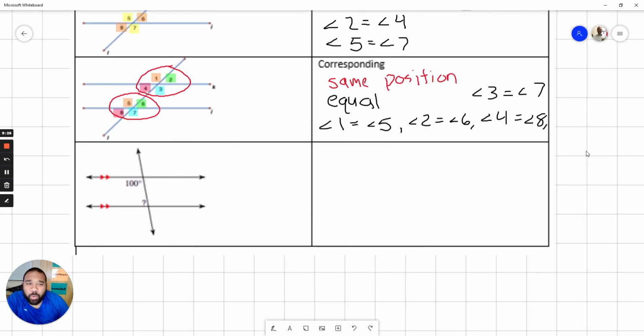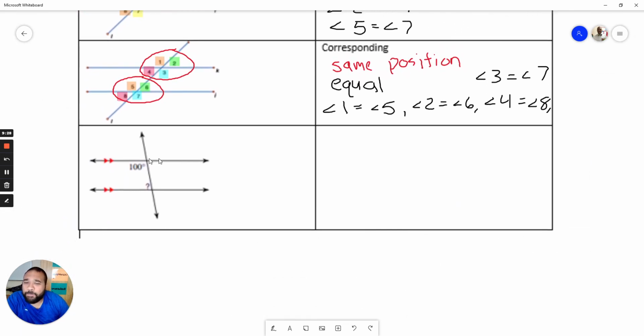What we're going to do now is we're going to put this all together to find missing angles. So right now the only angle we know is this angle is 100 degrees. We learned about vertical angles before. This angle is vertical or straight across from this angle, and vertical angles are equal. So I can label my missing angle also 100 degrees.